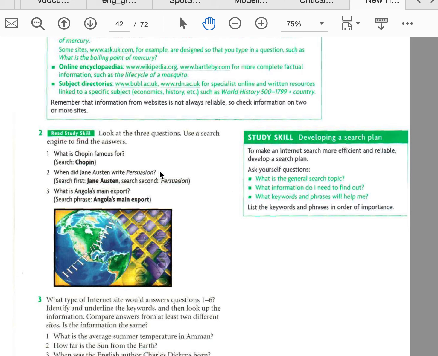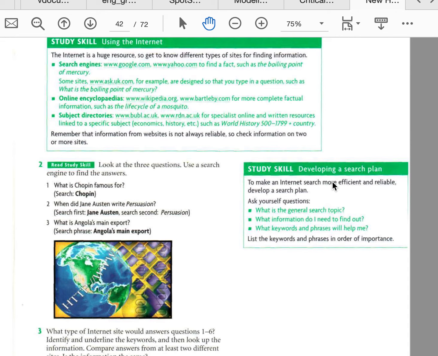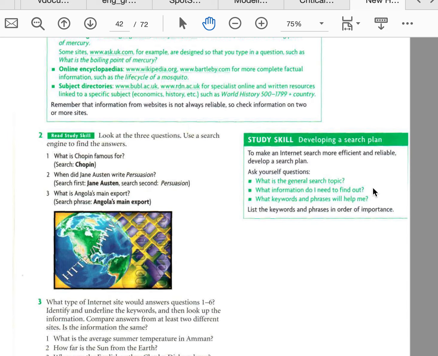How to conduct research? The third skill here is developing a search plan. If I want to search for something, here he is giving us some search plan. To make an internet search more efficient and reliable, develop a search plan, so that your internet search is more efficient, more dependable and trustworthy.